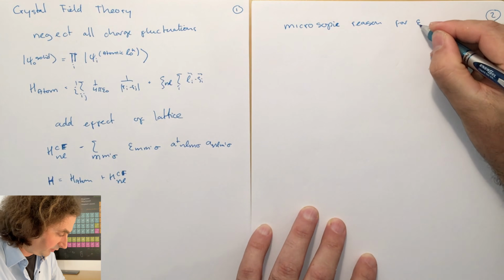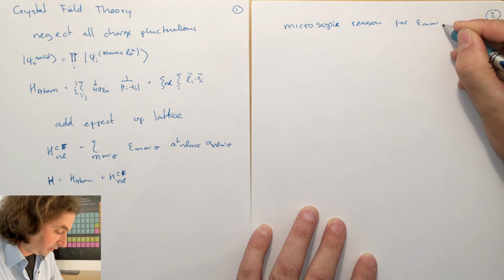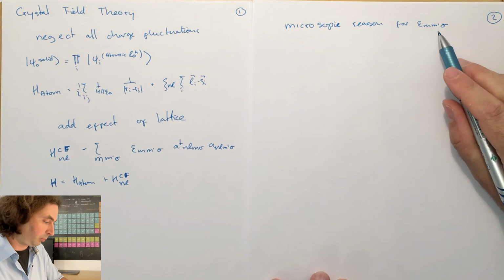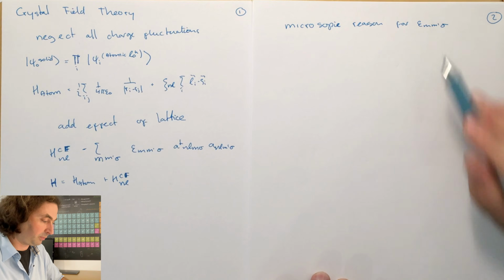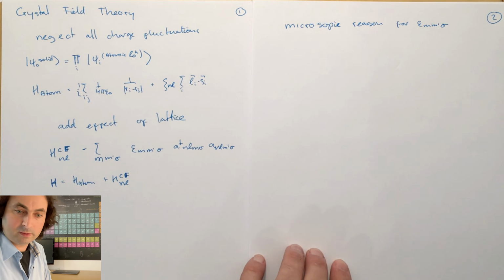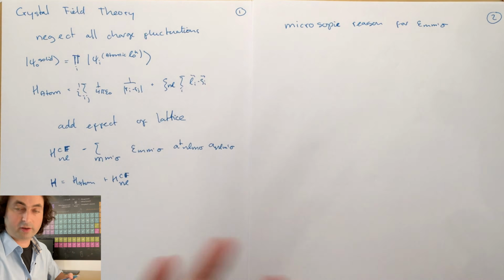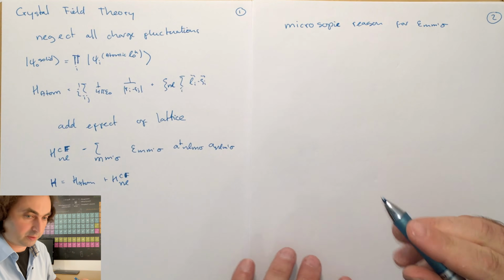For our crystal field given by the parameters m and m prime, sigma, the hopping amplitudes from hopping from orbital m prime to orbital m.